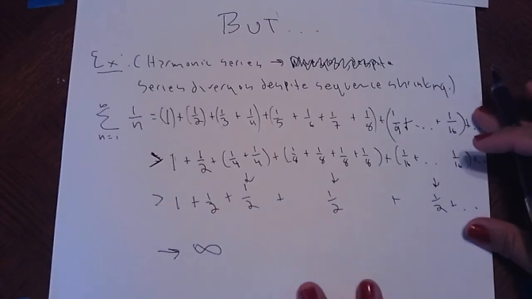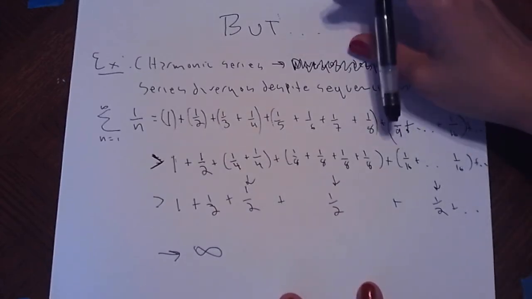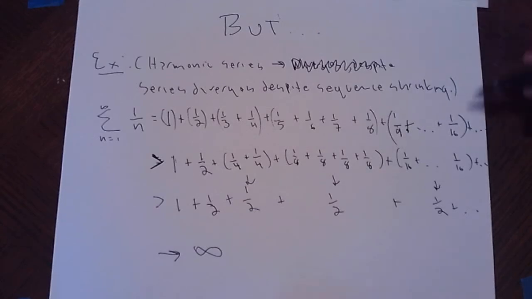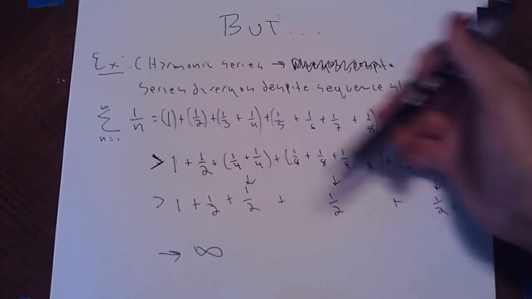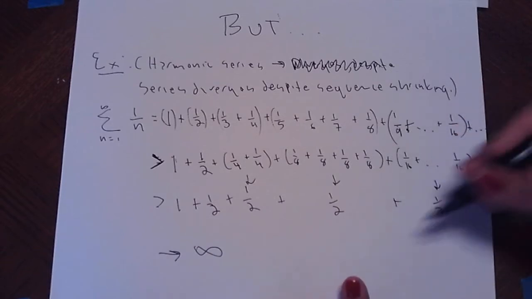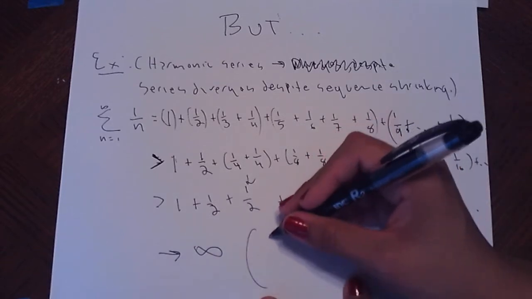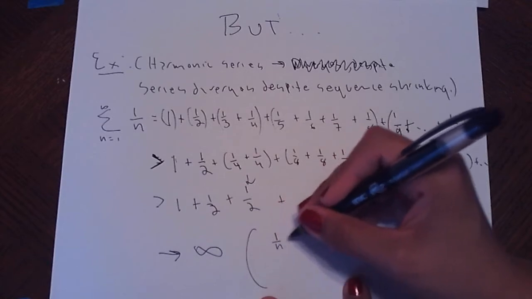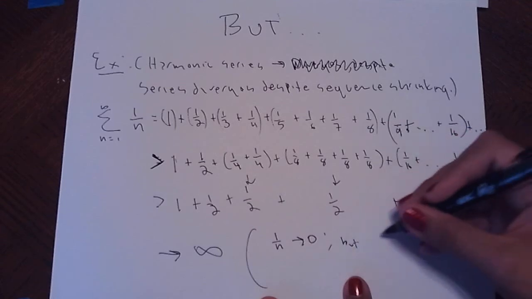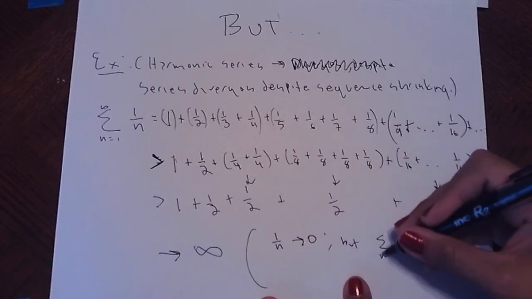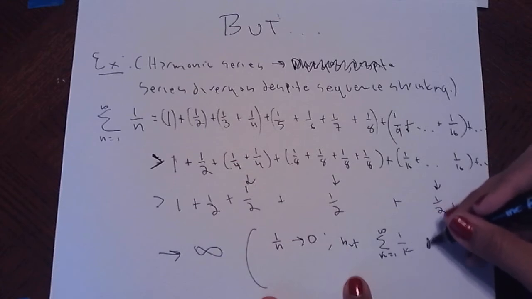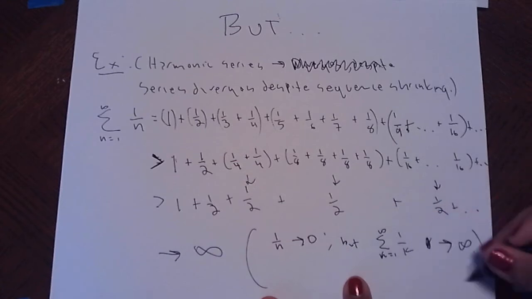Okay? So, what I'm going to go ahead and do with that in mind, okay, this demonstrates my sequence goes to 0, but my series does not. Okay? So, there's a distinction here. 1 over n goes to 0, but when you add everything up, okay, when you add everything up, this goes to infinity.